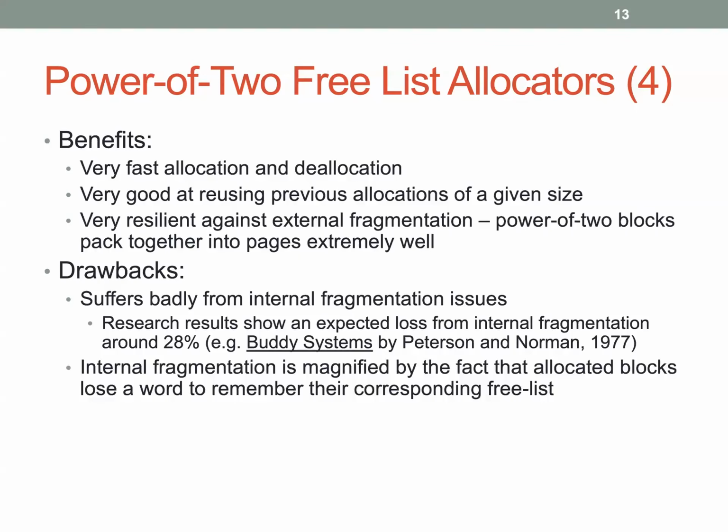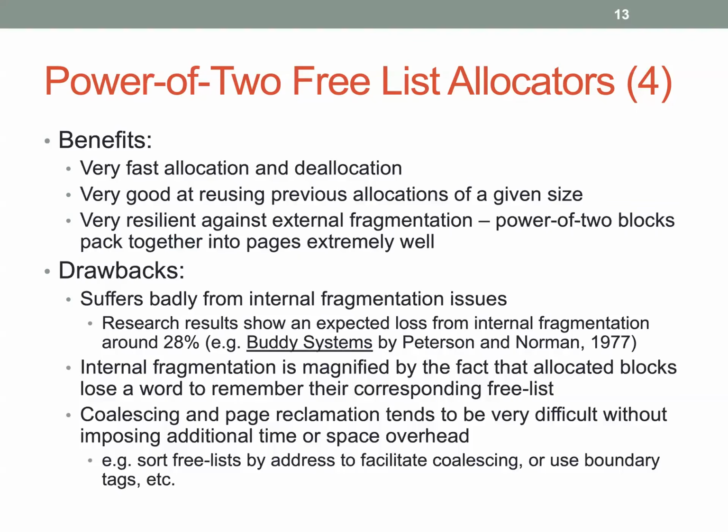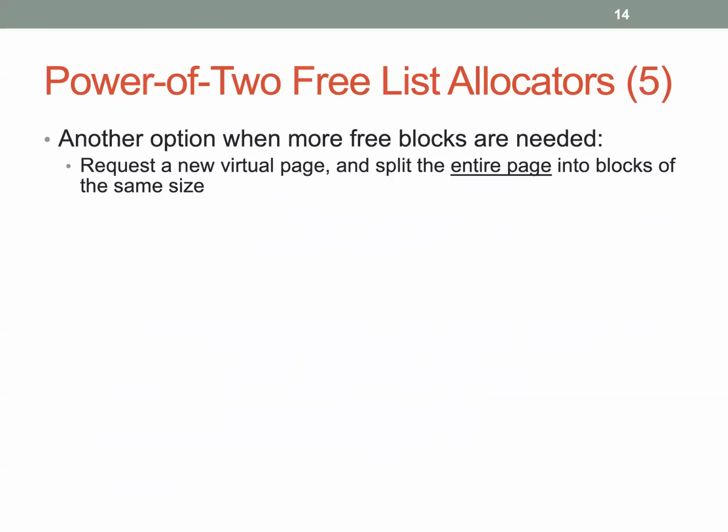Okay. So, coalescing and page reclamation are hard to do without extra overhead, and that overhead then exacerbates this issue that we have of internal fragmentation. Okay, so that's power of two free lists.